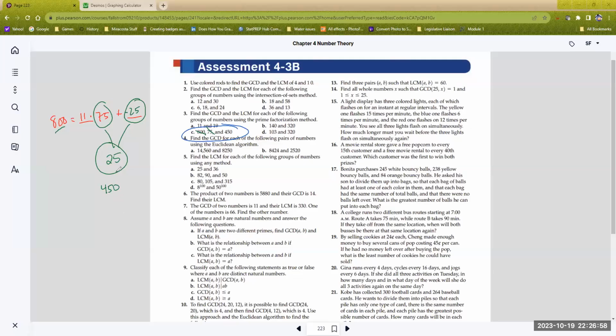But again, the test for 25 is just the last 2 digits. 25 goes into the last 2 digits, so 25 becomes your GCD.